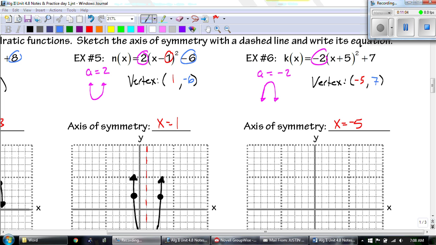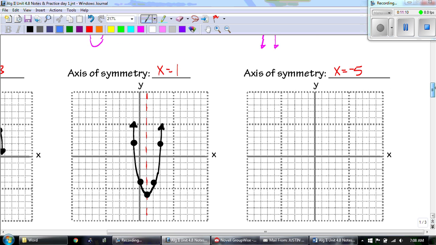Okay, so A is -2, which means it's going down, and our vertex is the point -5, 7. So coming down here, axis of symmetry is at -5. And then I'm going to -5, 7. And it was a -2, so that means I have to go down 2 over 1. Down 8, so 2, 4, 6, 8 over 2.